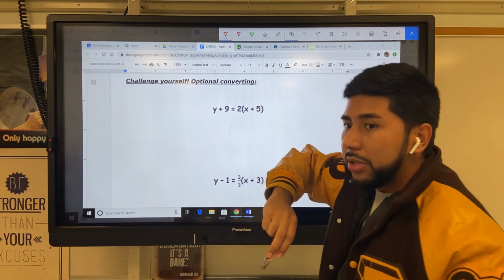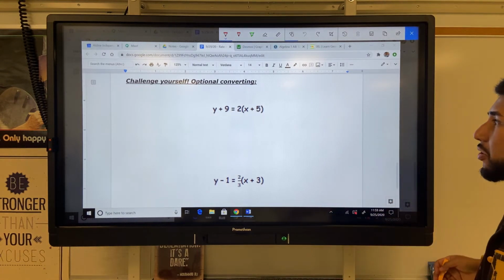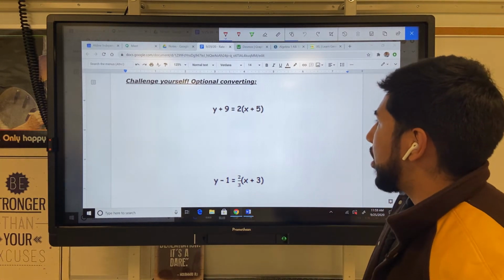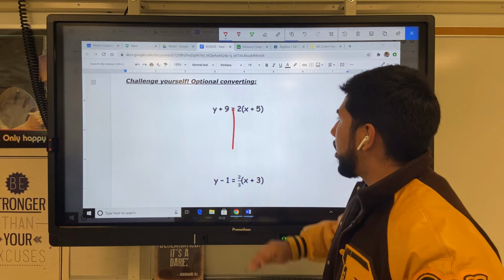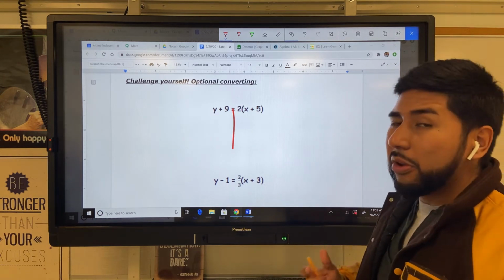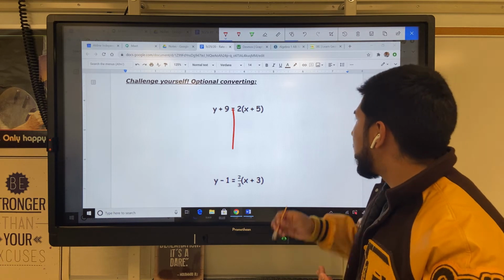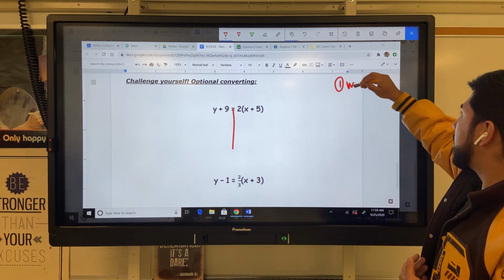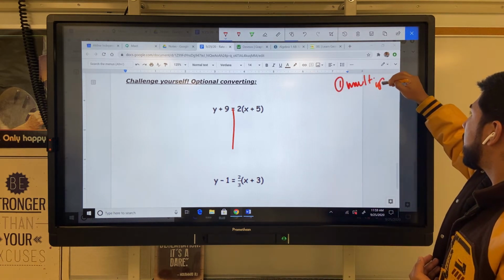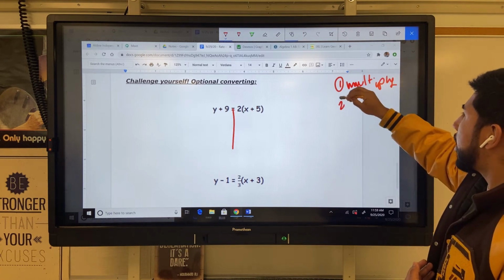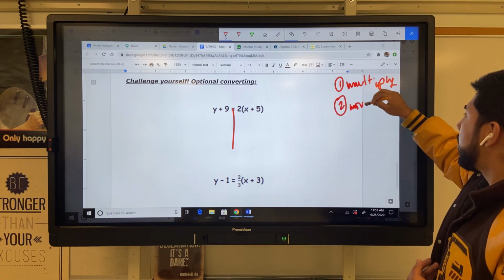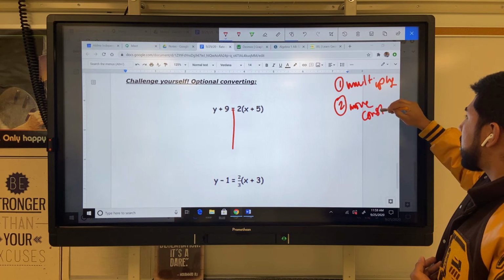Don't worry, I'll do this again in the future. This is just if you want to try it out, you can do so. I need to get rid of this parentheses. How do I get rid of this parentheses? Yeah, we're going to multiply. And then move the constant.